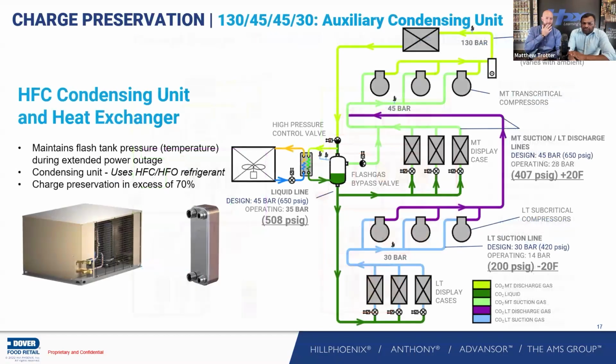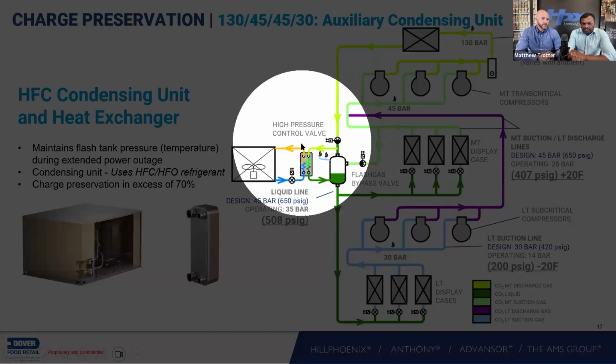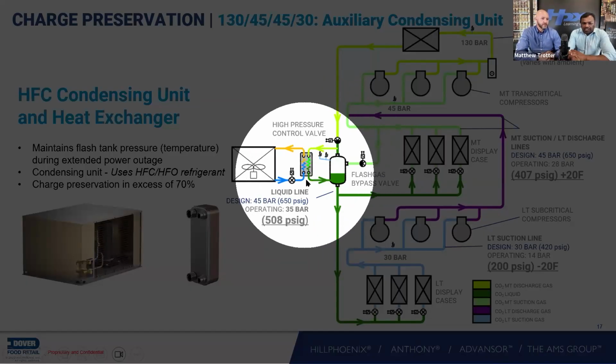There are two more methods we can go through. This one is one of our old designs that many other OEMs still do. This one preserves about 70% of the charge, especially on the liquid side. What this design has is a heat exchanger connected to the flash tank, pulling the gas at the top and condensing it at the bottom of the heat exchanger.